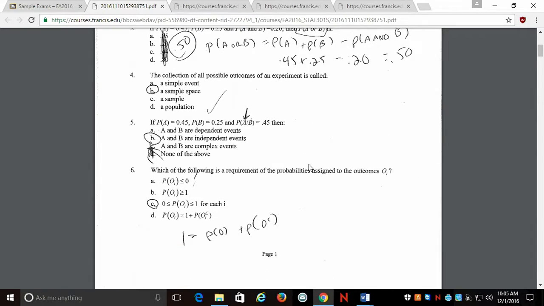The collection of all possible outcomes of an experiment is called a sample space, for sure. Independent events means the probability of A given B is the same as the probability of A. Just because we know B didn't change the probability of A, and that's what we have here. Because the probability of A is 45%, and the probability of A given B is also 45%, independent events.